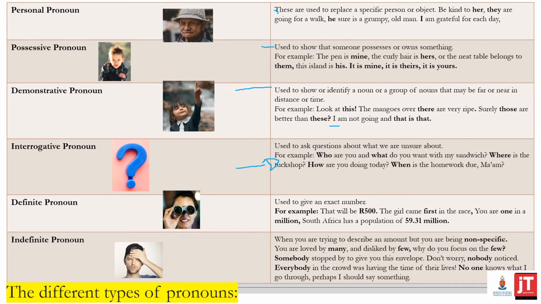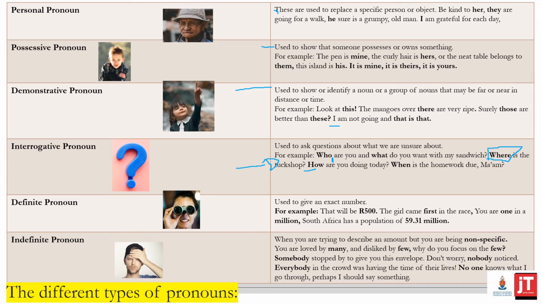Okay, let's look. For example, who are you and what do you want with my sandwich? Okay, do you see how there's no noun over here? Okay, not whose backpack is that? Whose sandwich is that? Very different. These words are standing alone. Okay. Where is the tuck shop? Okay, another question word that's standing alone. How are you doing today?